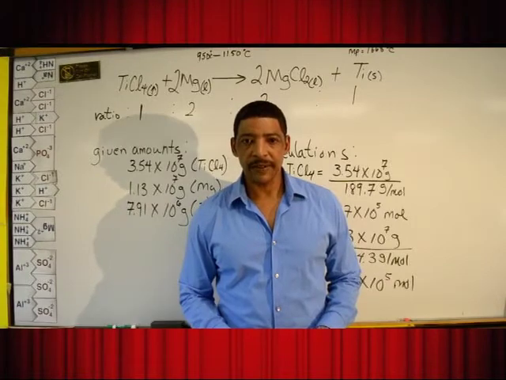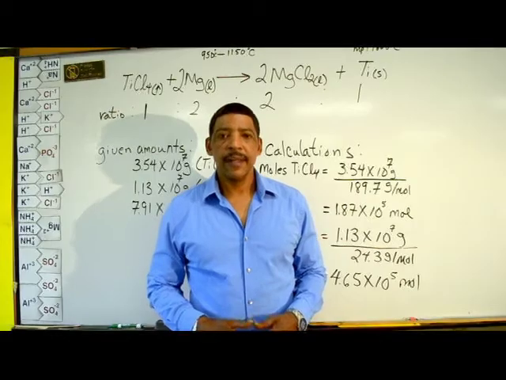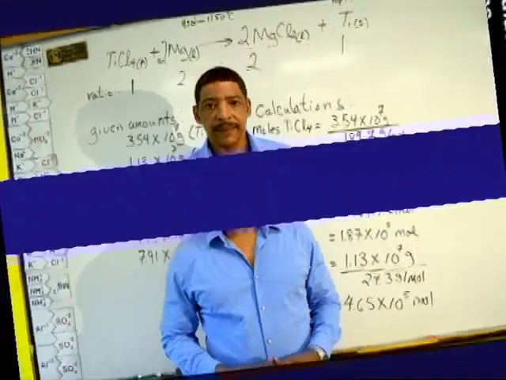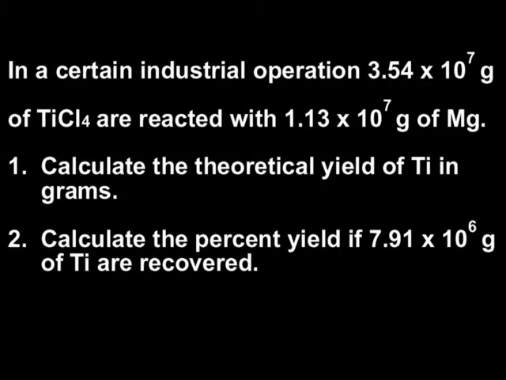of a chemical reaction. Consider the following reaction, where in a certain industrial operation, 3.54 times 10 to the 7 grams of titanium 4 chloride are reacted with 1.13 times 10 to the 7 grams of magnesium. Calculate the theoretical yield of titanium in grams. Then calculate the percent yield if 7.91 times 10 to the 6 grams of titanium are actually obtained.